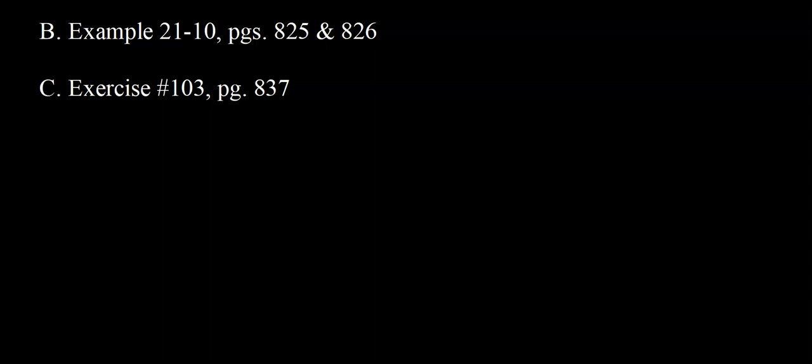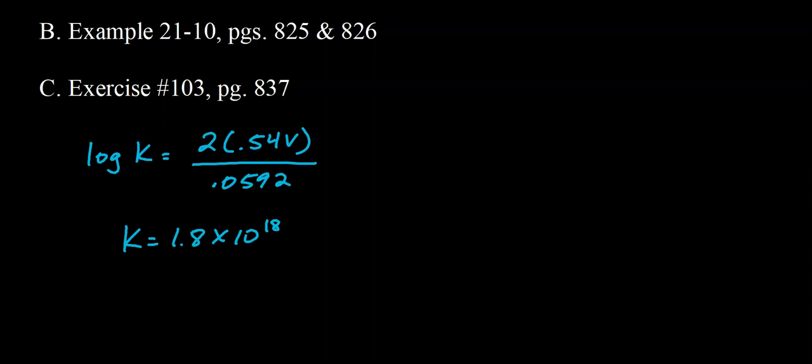All right, let's go ahead and try number 103 on page 837. Pause the video. All right, so according to our equation, we have 2 moles of electrons transferred. If you have a tough time seeing that, just take that equation apart, balance it, rebalance it, and see how many electrons are gained, how many electrons are lost. Our standard potential difference for that reaction is 0.54 volts. And we're going to take the inverse of log base 10 of both sides. And we end up with a K value of 1.8 times 10 to the 18th.